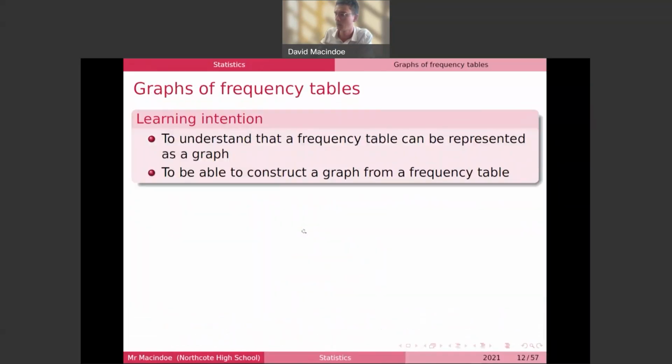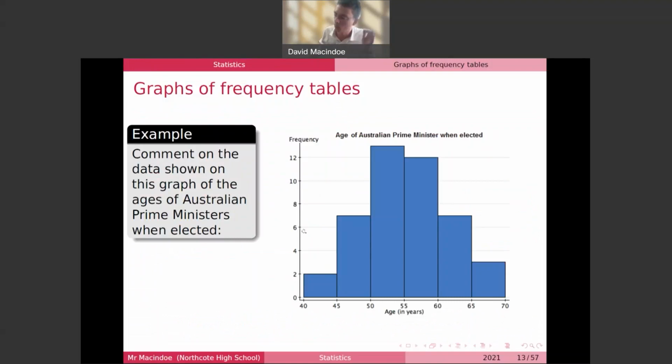All right. So the next thing we're looking at is graphs of frequency tables. We're going to be able to understand that a frequency table can be represented as a graph, and we're going to be able to construct those. So we're going to start with this. Here we've got a graph of the age of Australian Prime Ministers when elected. We've got frequency on the y-axis and age down here on the x-axis.